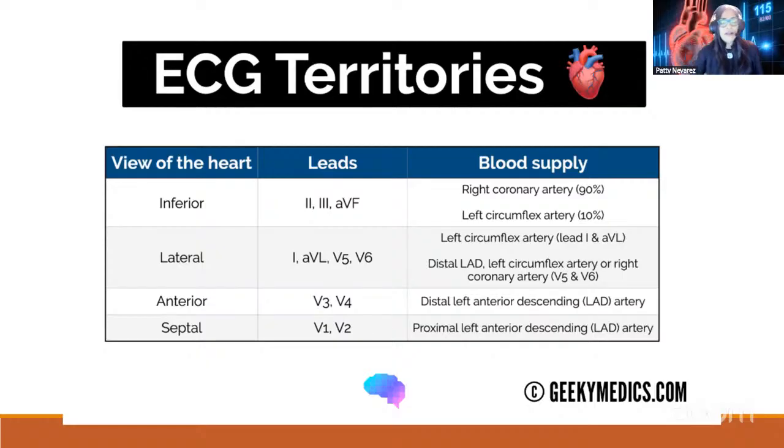The anterior part, V3 and V4, is going to give us a beautiful image or information about the LAD, because if you remember, the LAD is right in that center of the heart, facing forward. And the septal leads are going to give us a little bit of the LAD, just the proximal area, because V1 and V2 are looking at the septum. So just that peak of the LAD. So this is super important.